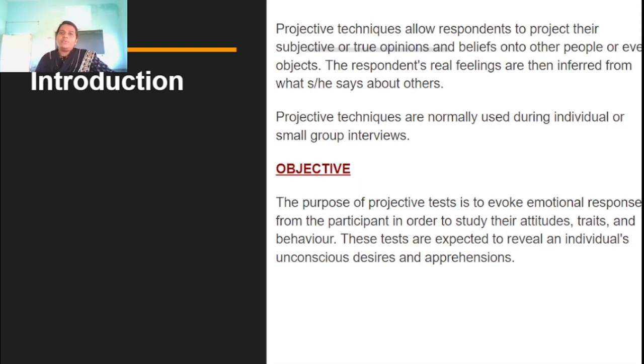Projective techniques are scientific methods of extracting evidence from the respondent. Projective techniques allow respondents to project their subjective or true opinions and beliefs onto other people or even objects. The respondent's real feelings are then inferred from what he or she says about the other. Projective techniques are normally used during individual or small group interviews.